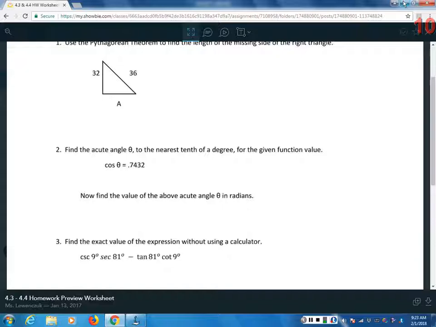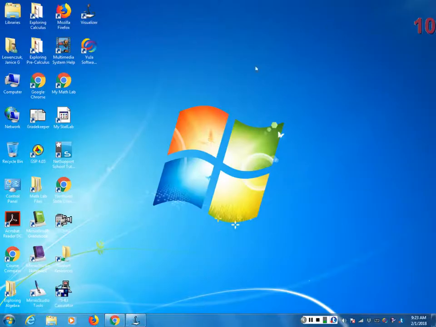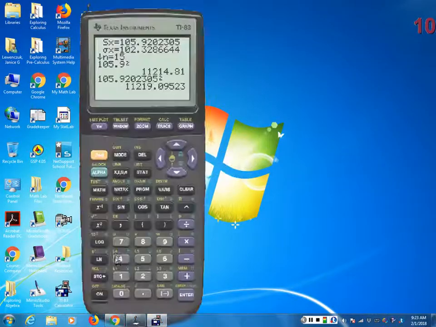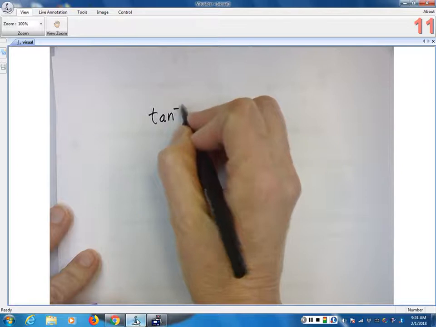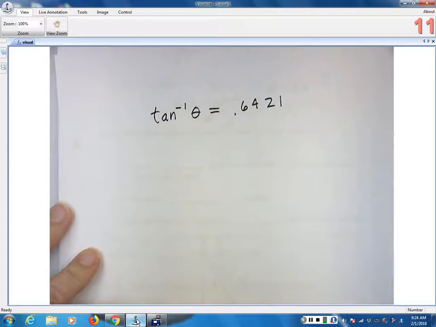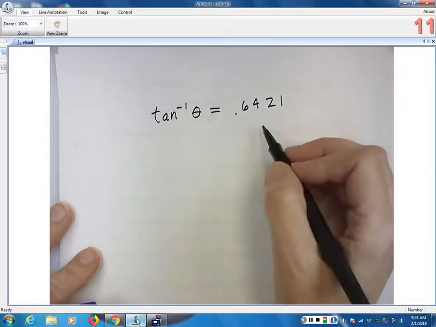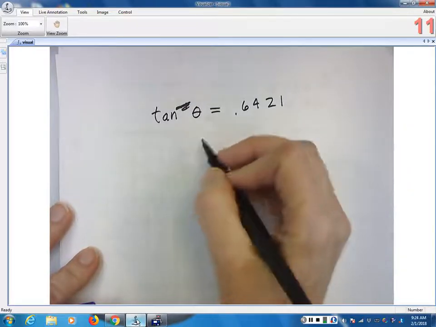Let's bring the calculator up. Maybe you guys don't know. We only went over this once, yeah. There is a lot. Okay. Let me get a piece of paper somewhere. I'm not going to work that problem, but if you have tangent inverse of theta equals 0.6421, I just made up a number. Oh, tangent, sorry. Okay? We want to use tangent inverse.